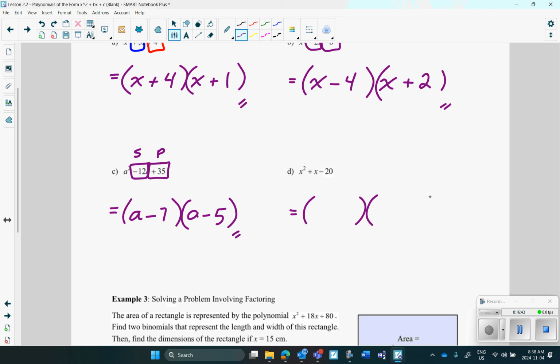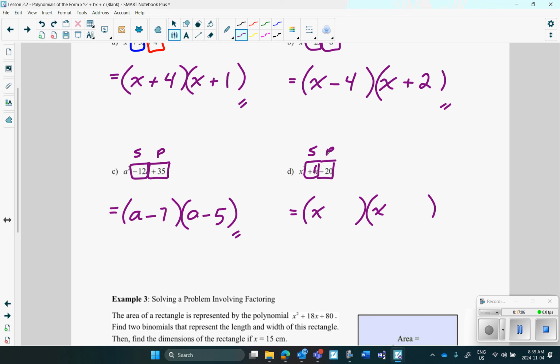This one here, we're back to x. So notice I set this up right away. Now I'm thinking two numbers that add to 1, multiply to get negative 20. So again, I'm going to start thinking of a pair that multiply to 20. And one of them is going to have to be negative to get negative 20.